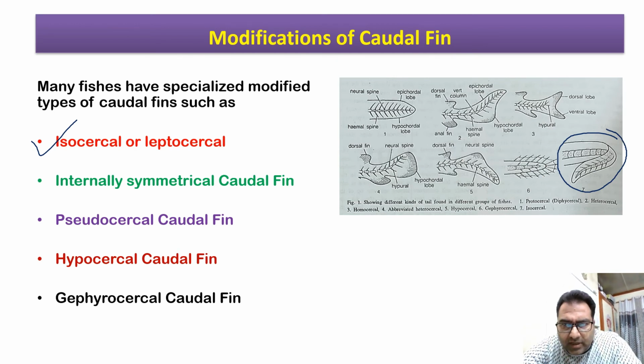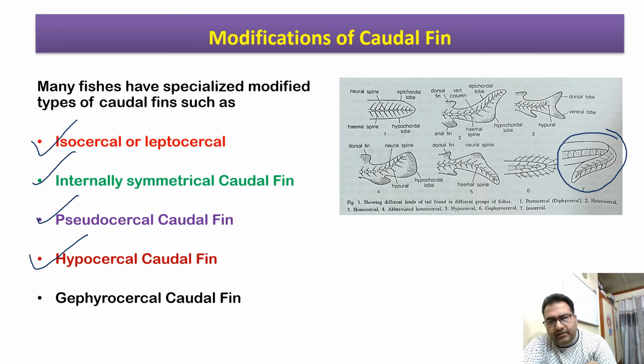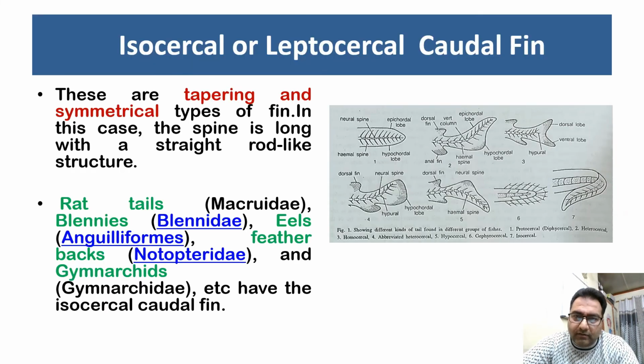And the internally symmetrical caudal fin. We do have the pseudocercal caudal fin. We do have the hypocercal caudal fin. We do have the gephyrocercal caudal fin, mostly pronounced as gephyrocercal. Now, first of all, we shall be talking about the isocercal or leptocercal caudal fin. These are tapering and symmetrical types of fin.